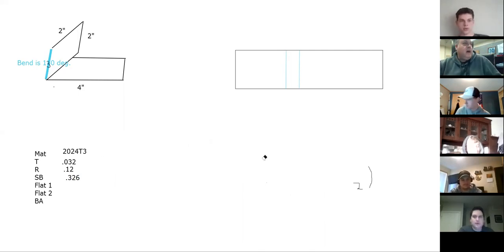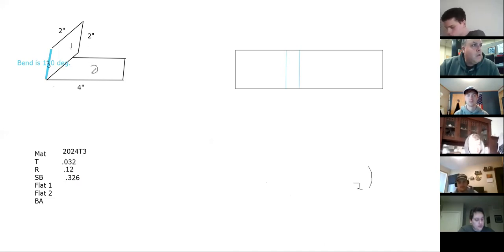Nate, you're next. What do we want to figure out next? We're going to look for a flat one. Sure, flat one. We could really do them in either order, right? There's no reason we couldn't do them in either order, but we might as well just flow. So what would the measurement of flat one be? It's going to be 2 minus our setback, which is 326 thousandths.